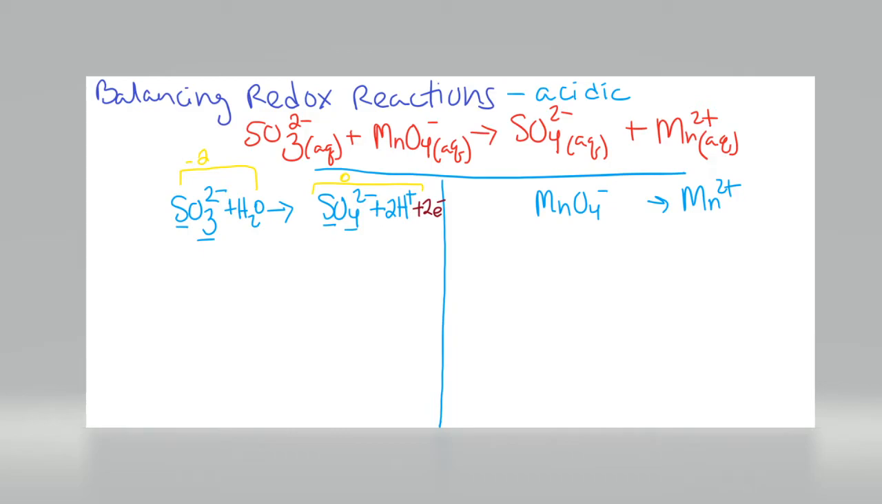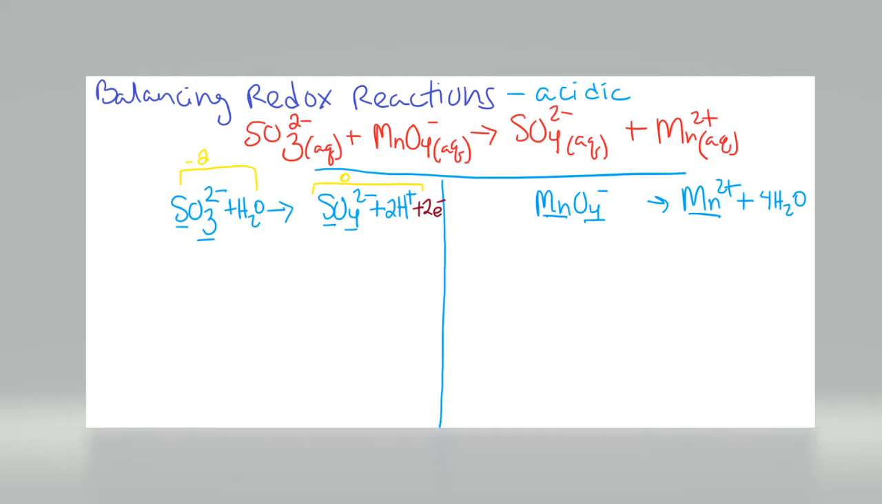And we want to move over to the right hand side with this manganese species, and let's start all over again. So manganese on the left, there's only 1. Manganese on the right, there's only 1. Cool, we can move on. Now we need to go to oxygens. There are 4 on the left, there are none on the right. So what do we add to the right to give us more oxygens? We add 4 waters.